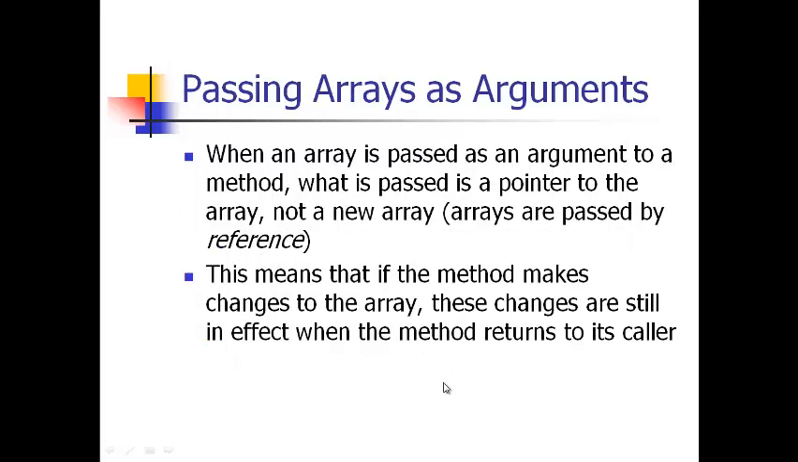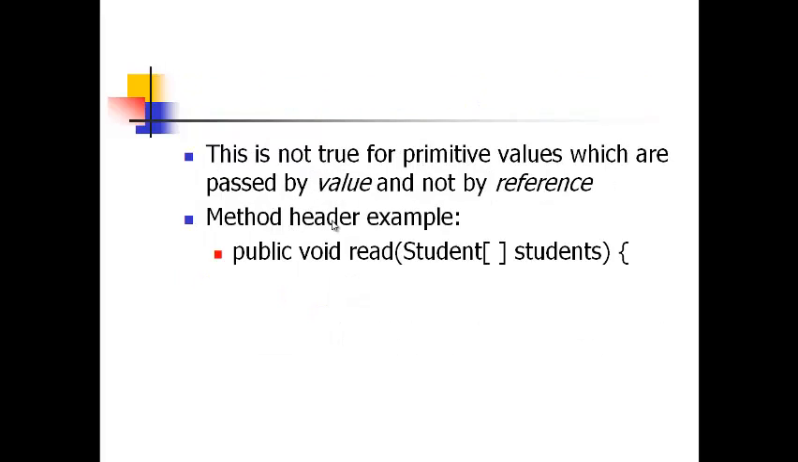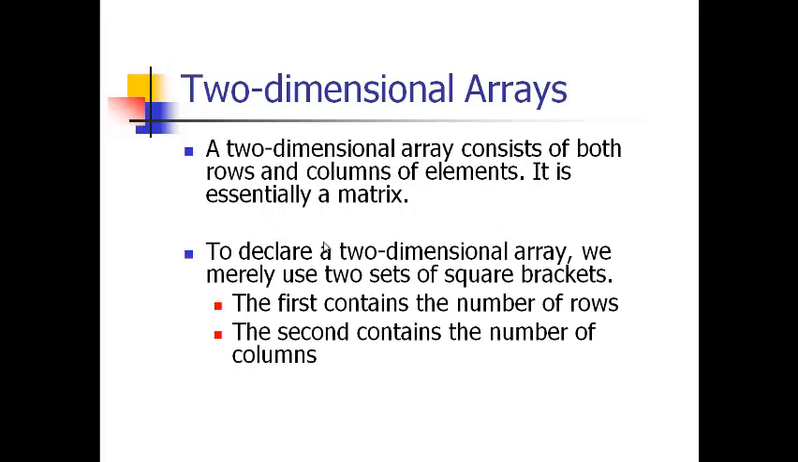Passing arrays as arguments. When an array is passed as an argument to a method, what is passed is a pointer to the array, not a new array. This means that if the method makes changes to the array, these changes are still in effect when the method returns to its caller. It is not true for primitive values, which are passed by value and not by reference. Method header example: public void read student of students.